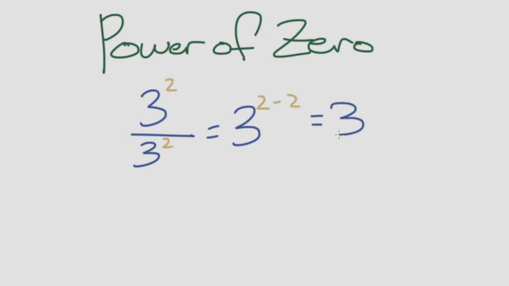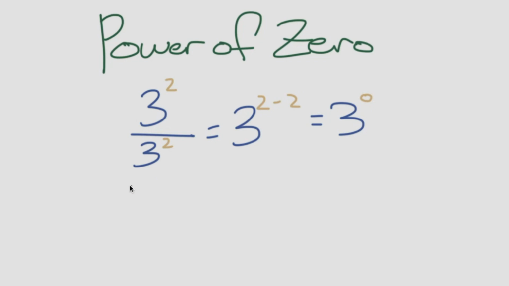Let's say we have 3 to the power of 2 over 3 to the power of 2. Well, I know from the quotient rule that that whole thing is the same thing as 3 to the power of 2 minus 2. I'm going to write that down right here. And that's because we have a quotient with the same base of 3, we can subtract the exponents. Well, when I have 3 to the power of 2 minus 2, I know that that whole thing is equal to 3 to the power of 0.